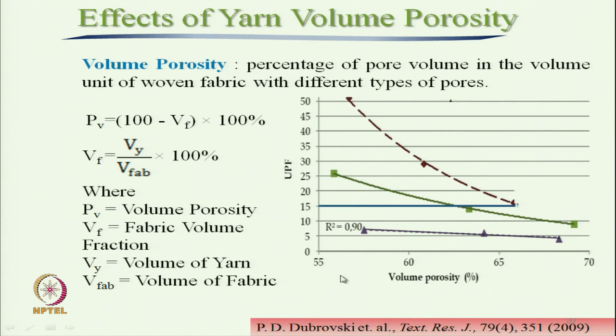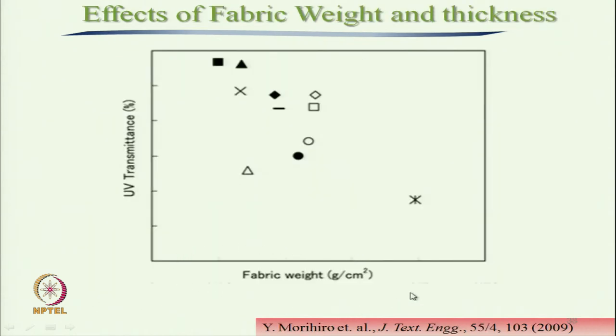As far as volume porosity is concerned, with the increase in porosity of the fabric, that means the void present in the fabric, the UPF value reduces. These are for different types of woven structures, and for all the fabrics we get a similar trend. If we increase the fabric mass per unit area, the UV transmittance, that is, whatever ultraviolet ray transmission through the fabric takes place, reduces.